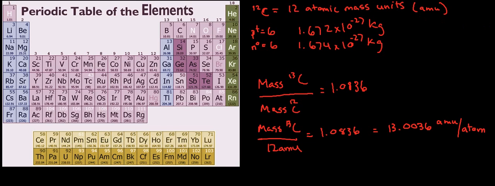So for example, it's always easiest to illustrate with an example. Carbon-12 in the universe occurs 98%. So in the universe, naturally occurring carbon is carbon-12 98.89% of the time. If I was to take all of the carbon in the universe, 98.89% of it is carbon-12.